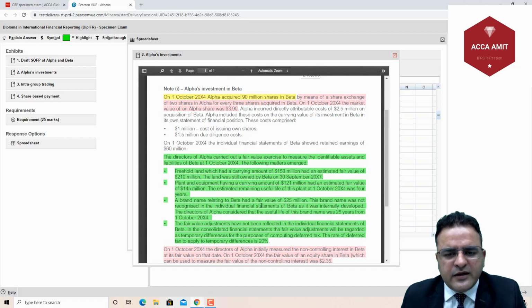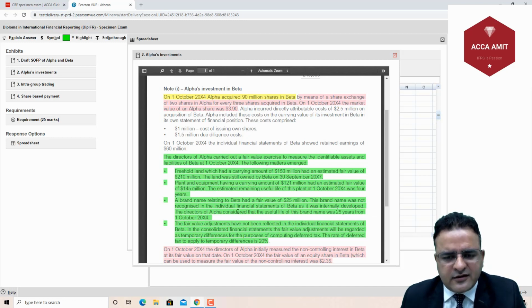A brand name relating to Beta had a fair value of 25 million. This brand name was not recognized in the individual financial statements. Now, according to IFRS 3 Business Combinations, whenever we acquire another entity, we are required to fair value the net assets. That's what we are doing here. And in doing so, we may identify some intangible assets which may emerge for the first time on the date of acquisition. Now, in this, we got to know a brand which has a value of 25 million. It was not recognized in the individual financial statements since it was internally developed.